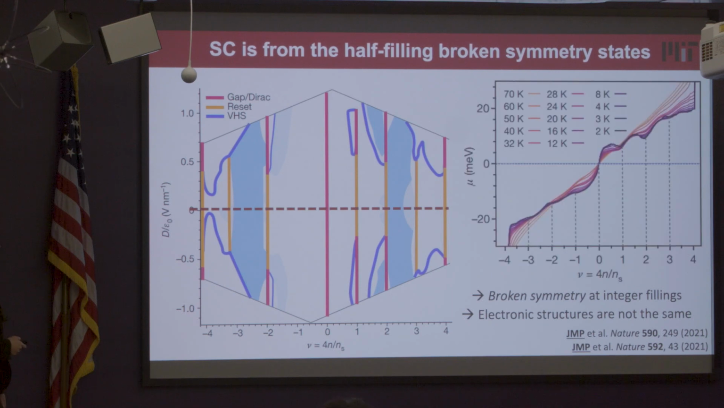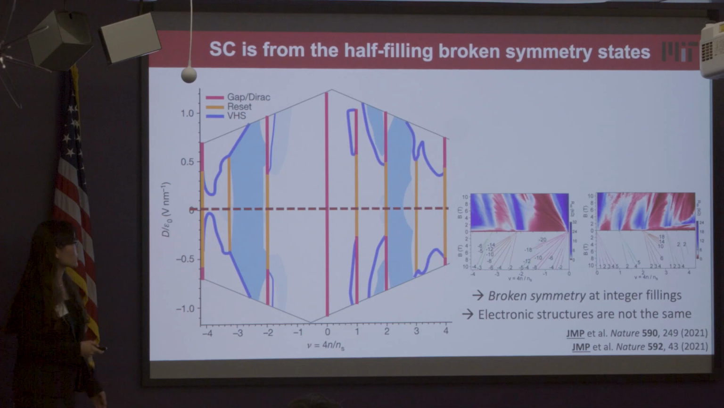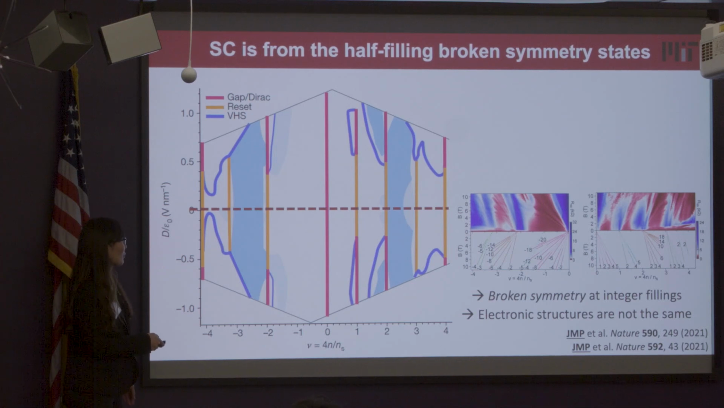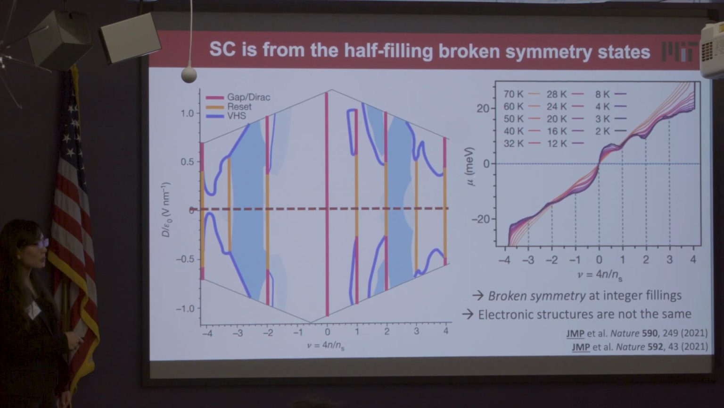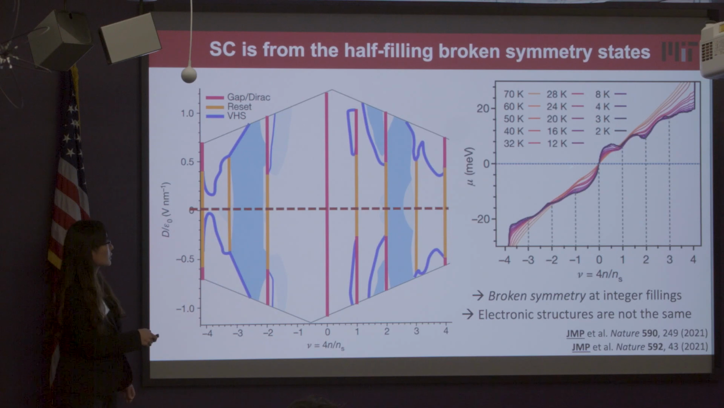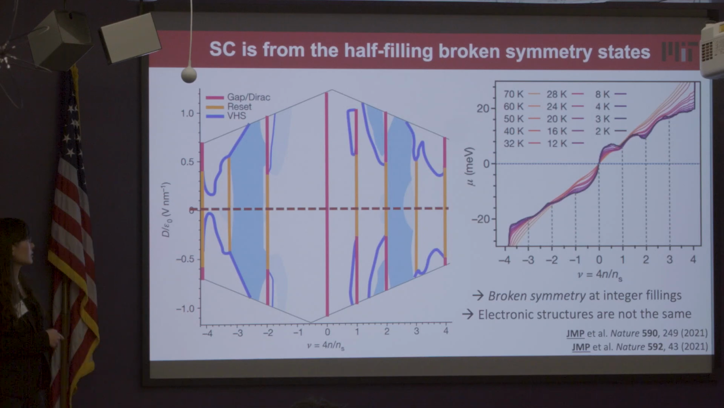And just to show you that we're not the only ones measuring this symmetry breaking, we can also directly measure the chemical potential of the system as a function of doping. And we can see that there is this pinning of the chemical potential at each integer filling factor that's also induced by the exact same symmetry breaking of the flavor degeneracy.